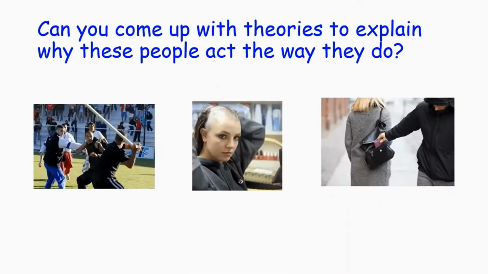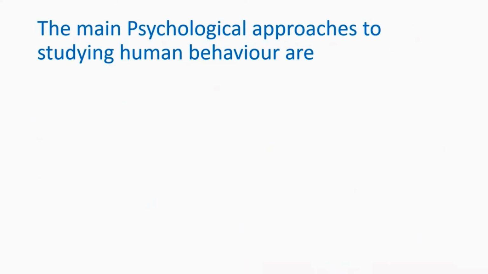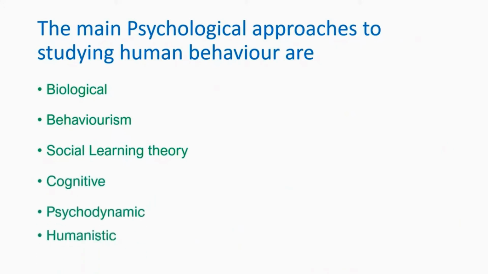Now, can you come up with theories to explain why these people act the way they do? This is essentially what psychology is all about, studying human behavior. The main psychological approaches to studying human behavior are the biological approach, behaviorism, social learning theory, the cognitive approach, the psychodynamic approach, and the humanistic approach.